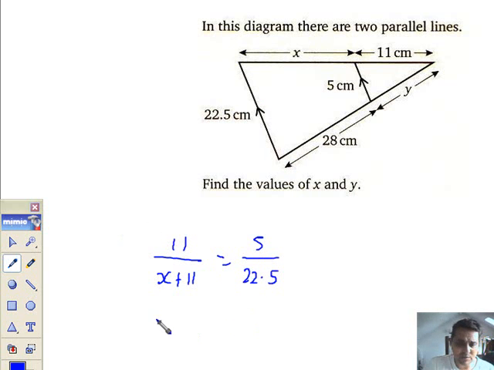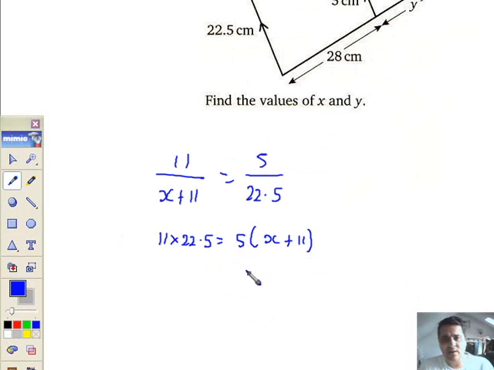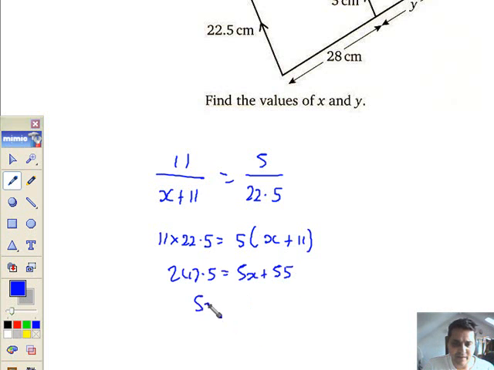Cross multiply, so I'm going to have 11 multiplied by 22.5 equals 5 times x plus 11. And like I say in class, it's all on a level now, so let's just multiply out the bracket. So 11 times 22.5 gives us 247.5 equals 5x plus 55. Just subtract the 55, so 5x is going to be 247.5. Take away the 55, and that's going to give us something.